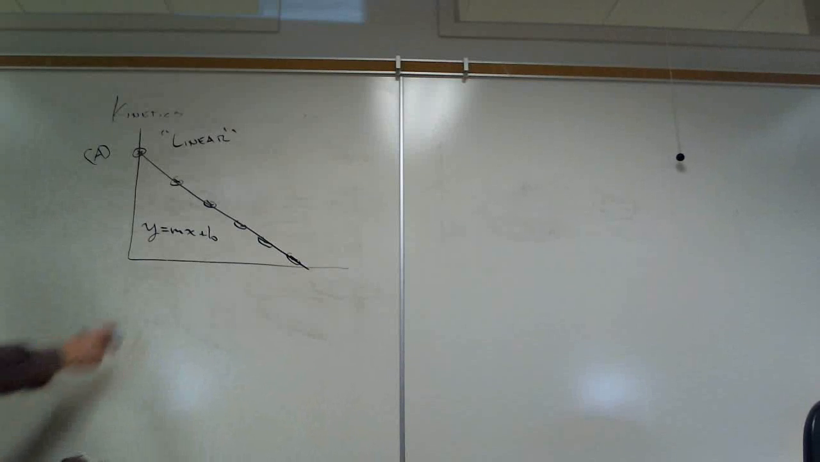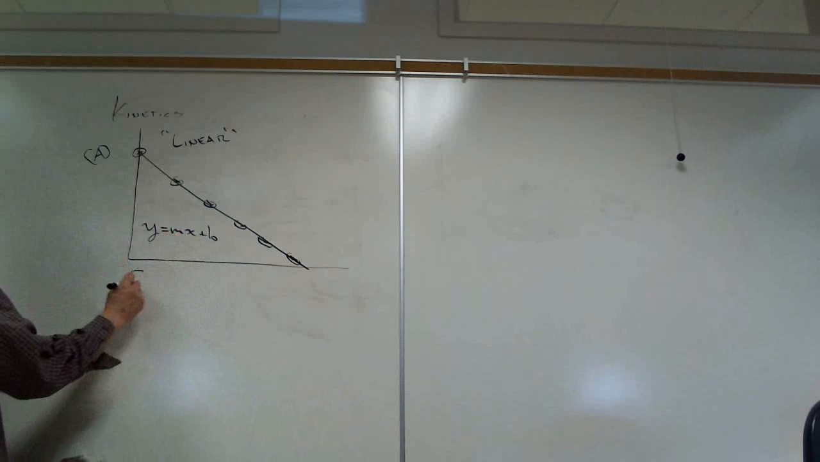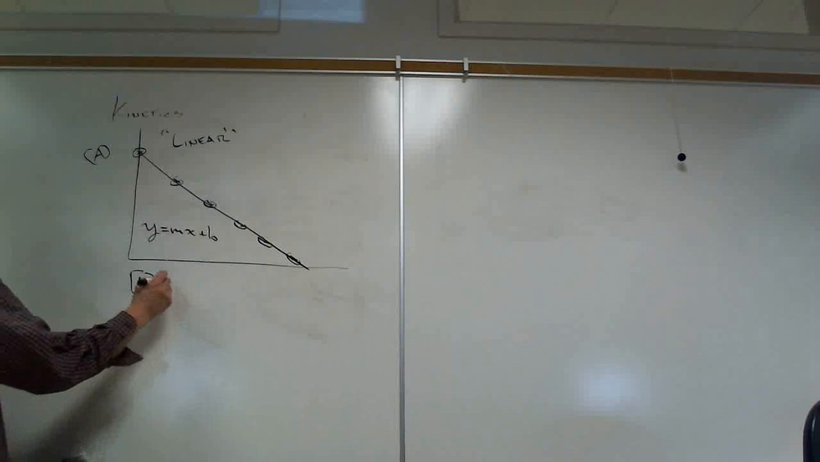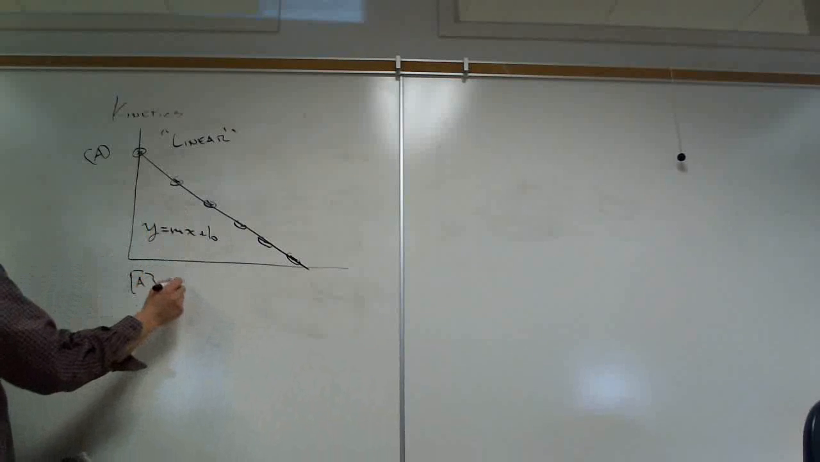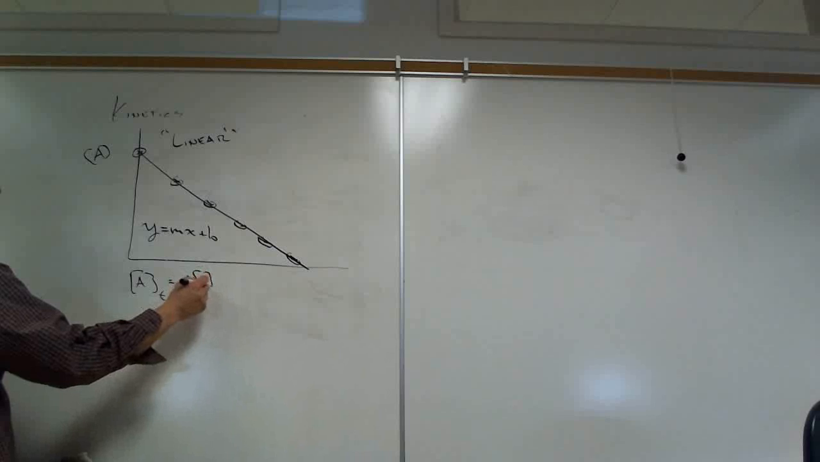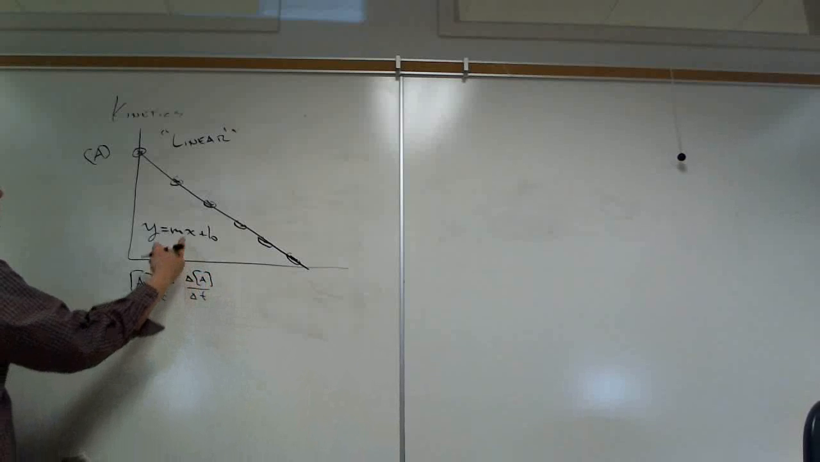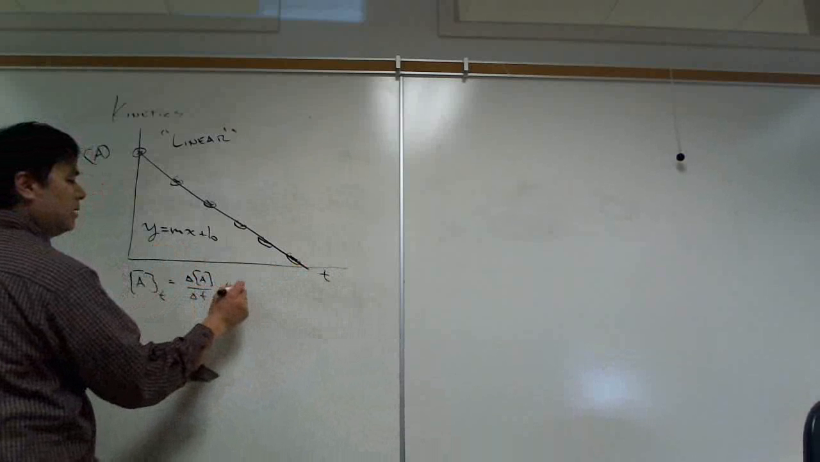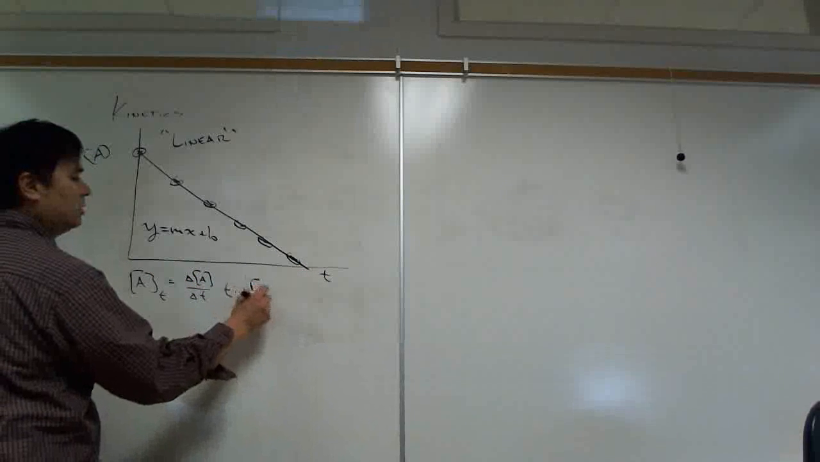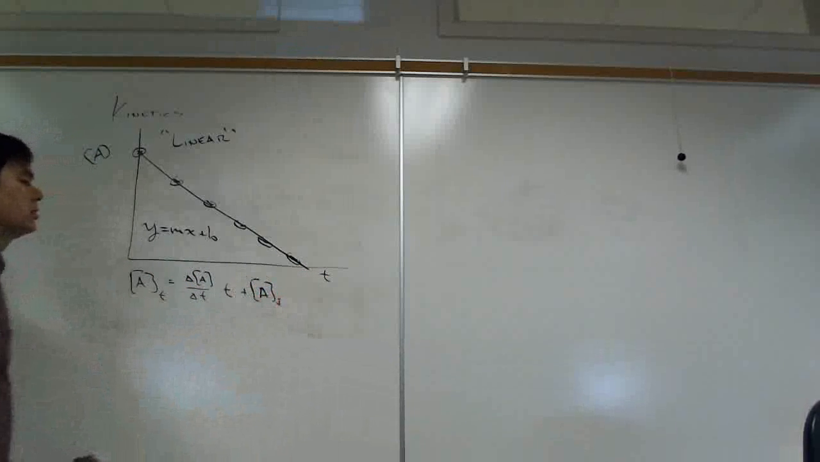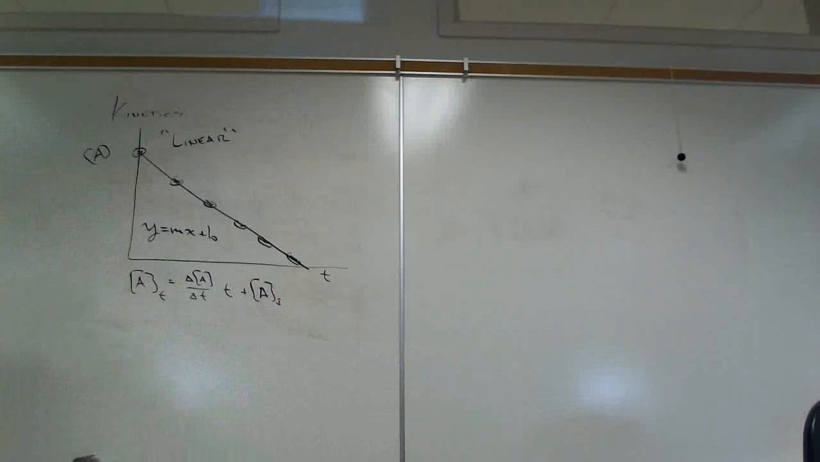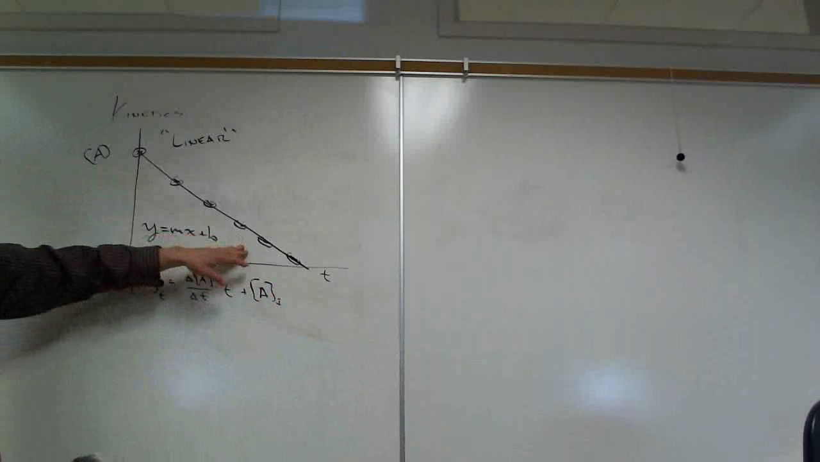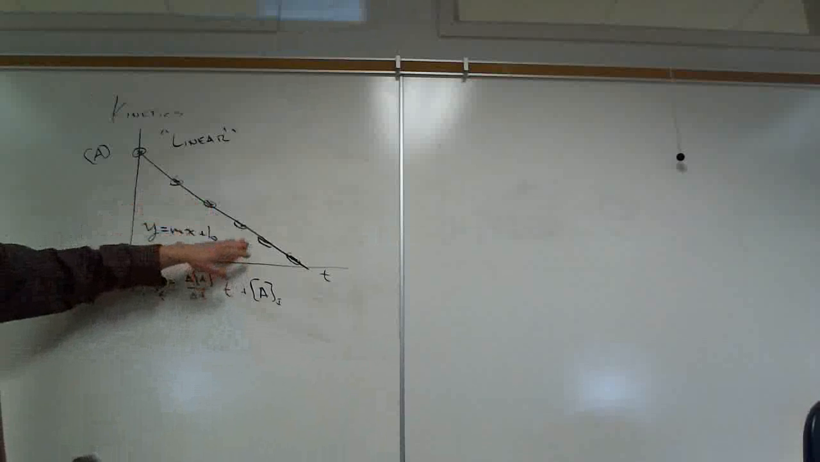That is just y equals mx plus b, where y is the concentration at any time t, m is the slope. The slope is the delta A over delta t. x is the time, and b is the initial concentration.